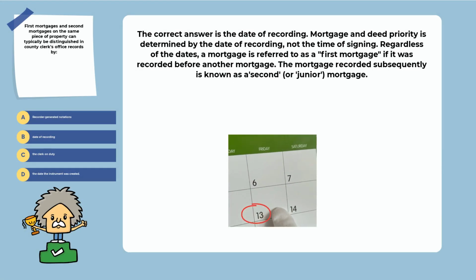The correct answer is the date of recording. Mortgage and deed priority is determined by the date of recording, not the time of signing. Regardless of the dates, a mortgage is referred to as a first mortgage if it was recorded before another mortgage. The mortgage recorded subsequently is known as a second mortgage.